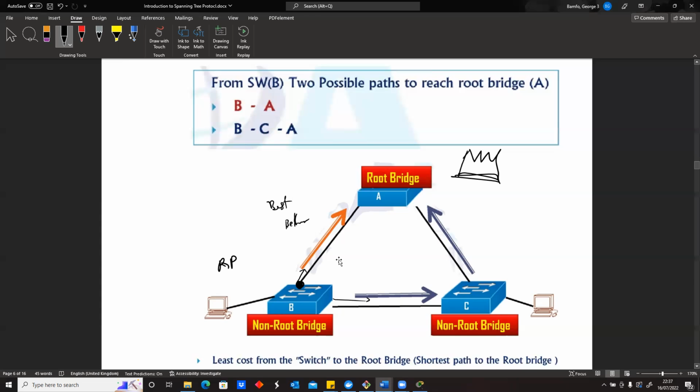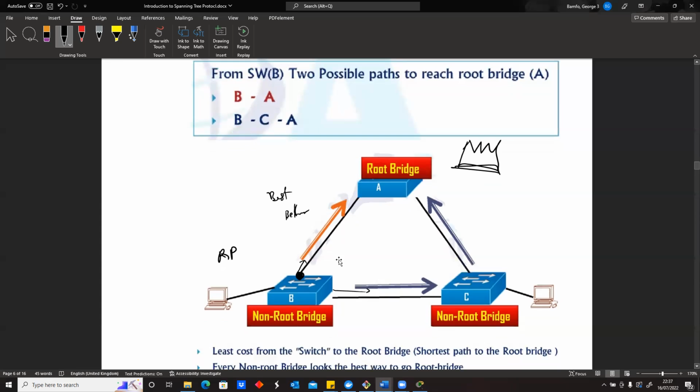But technically you see that it goes beyond that. Also, this guy will also do the same and find who the root port will be on him. And we'll see the mechanism. How do we decide which port on a non-root bridge becomes a root port?